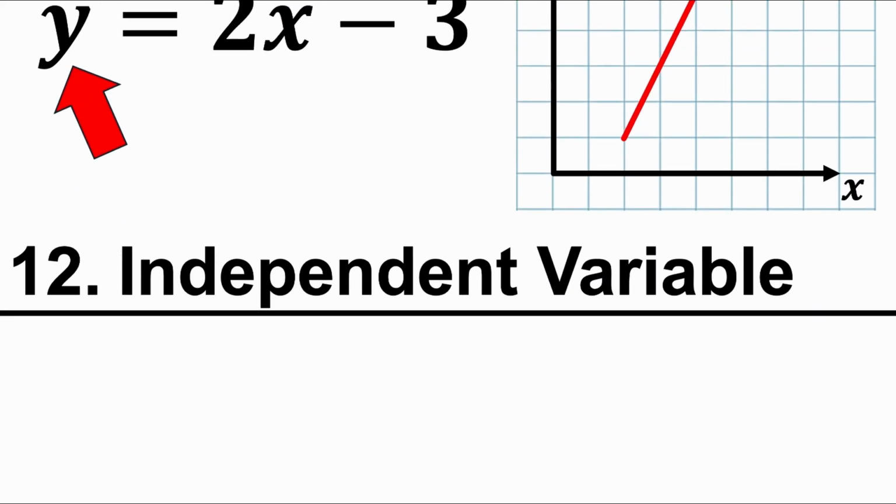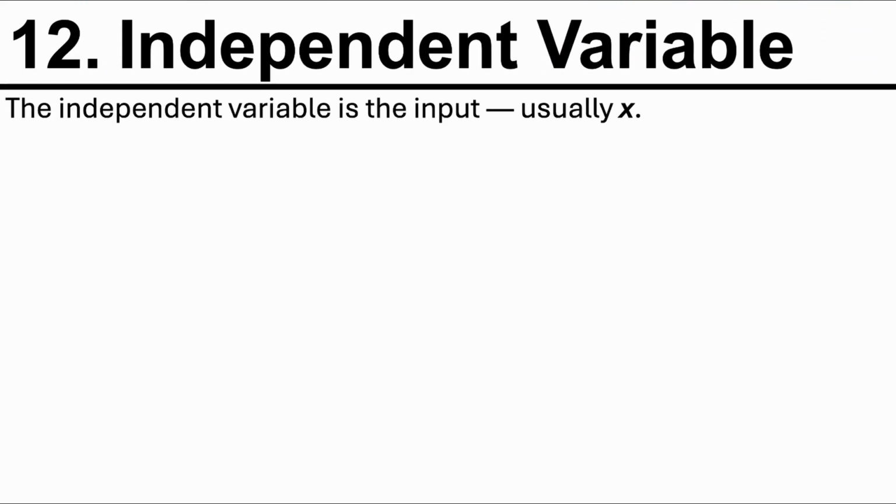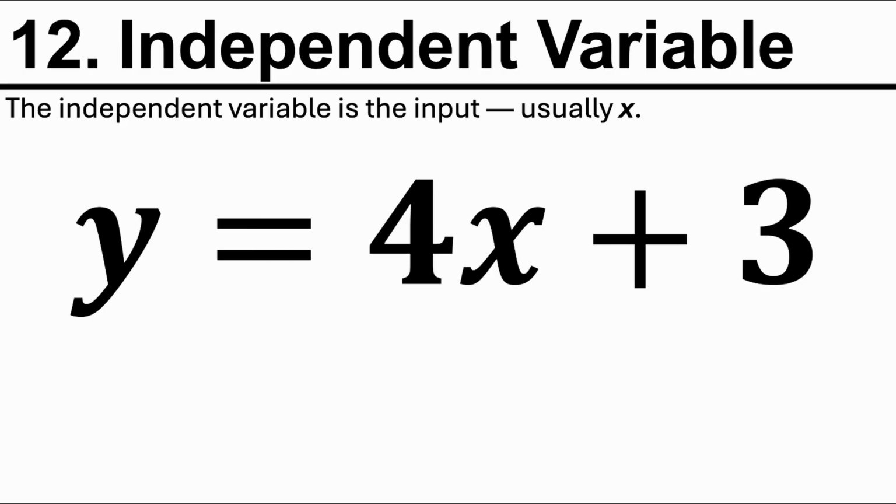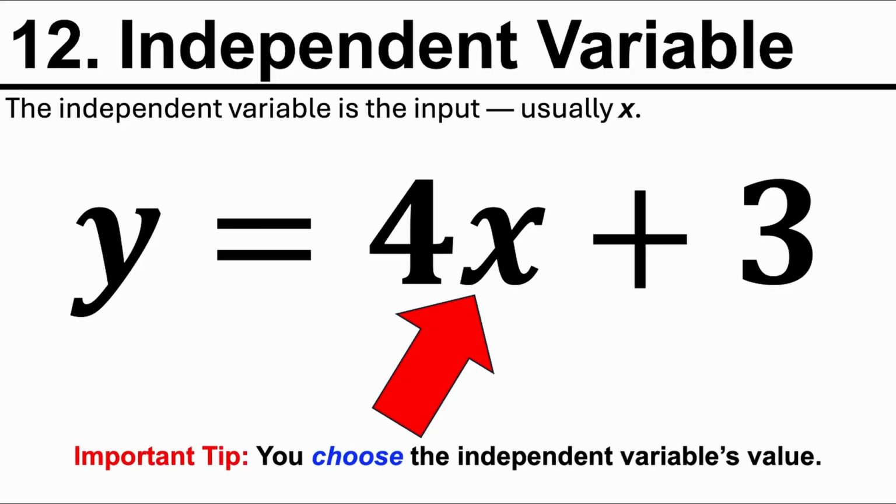The next term is an independent variable. Now, the independent variable is the input into an equation, and it's usually x. So here we have y equals 4x plus 3, and x is the independent variable. An important tip is that you choose the independent variable's value.